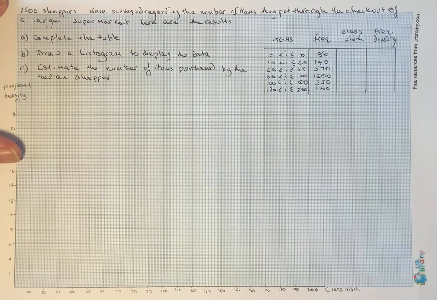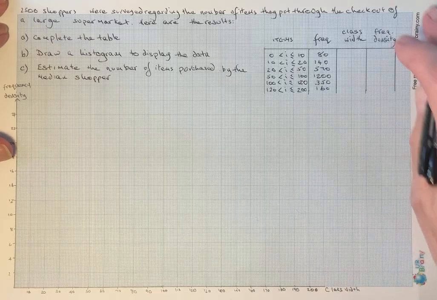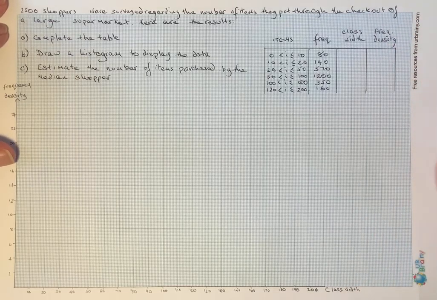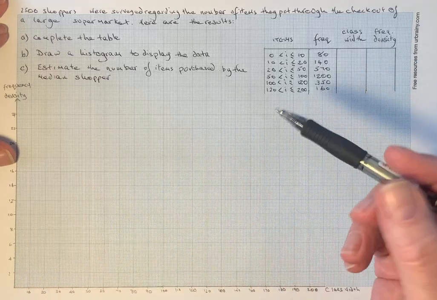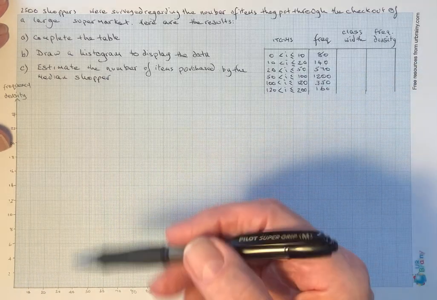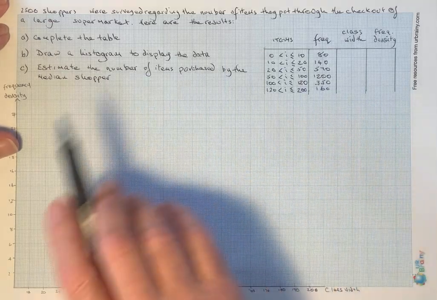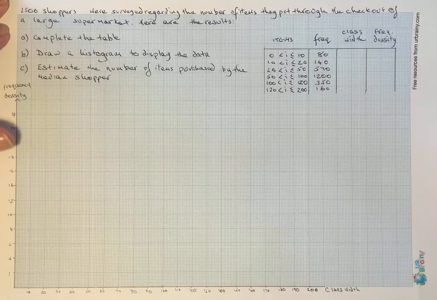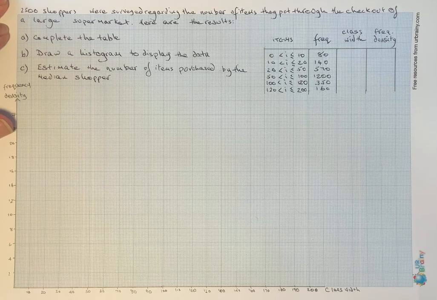Hi, this is a question that I put on my Bradley's Maths Facebook page about histograms, variable width histograms. Today I'm going to go through it and show you how to draw a variable width histogram to display data. 2,500 shoppers were surveyed regarding the number of items they put through the checkout of a large supermarket, and here are the results.